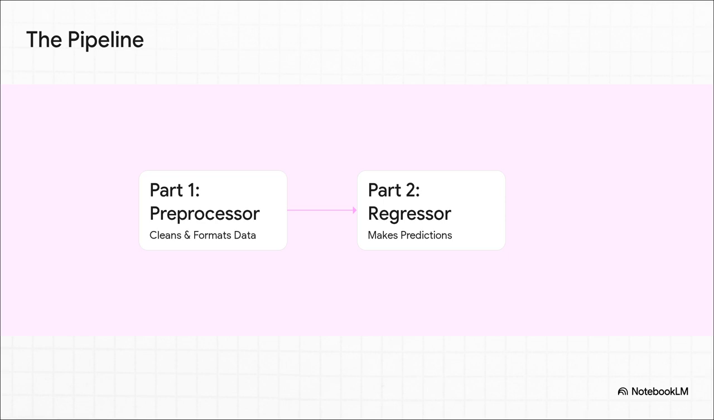Data goes into one end of the pipeline. Part 1, the preprocessor, gets it all clean and formatted. Then that clean data automatically gets fed into part 2, the regressor, which then makes the predictions. It's a seamless 2-step assembly line for your data.